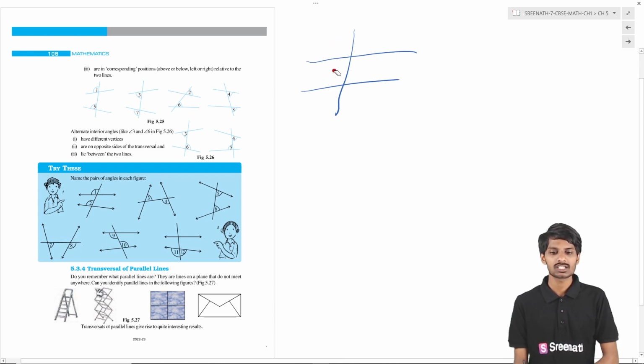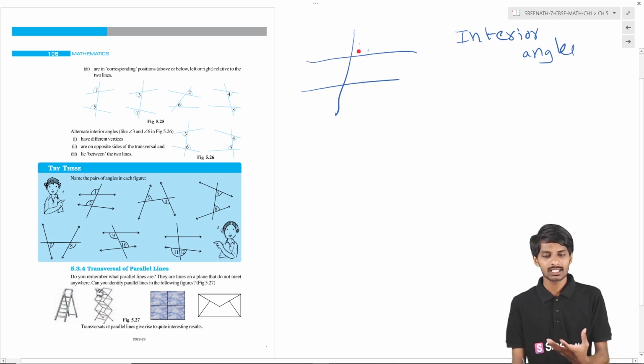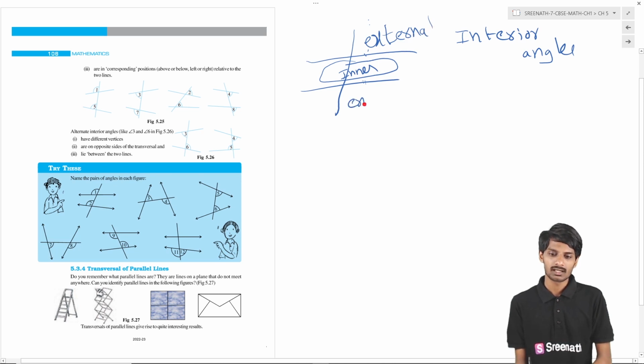Now I will start my discussion with interior angles, students. What are interior angles? These are the two lines, and what is the interior part here? Interior means the part between these two lines, and what is the exterior? Which is above this and below this is the exterior. So an interior angle means the angle is on the inner side. This area is the inner side. This is external, also external to these two lines.